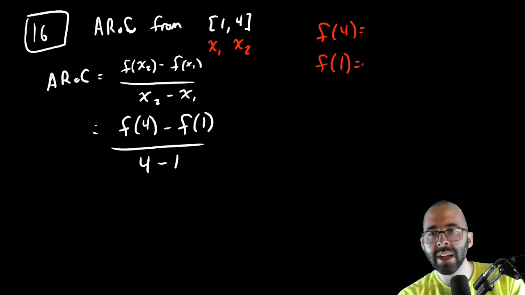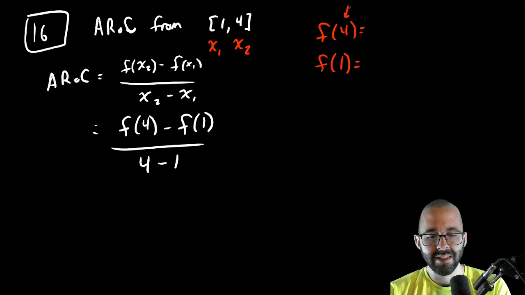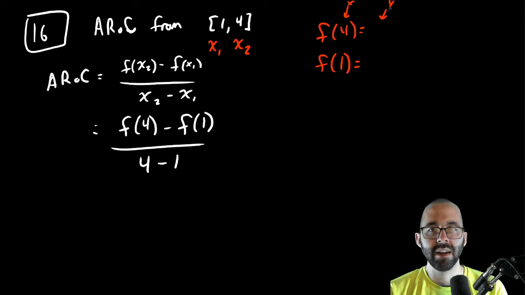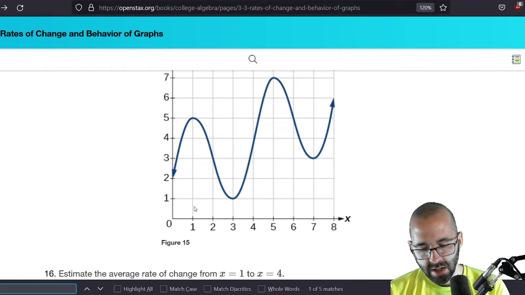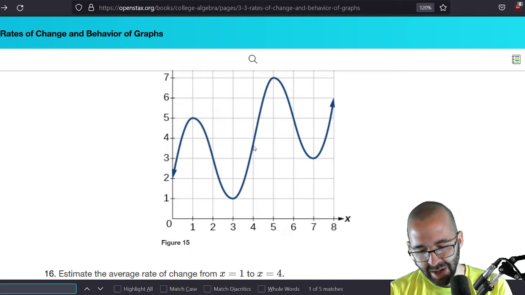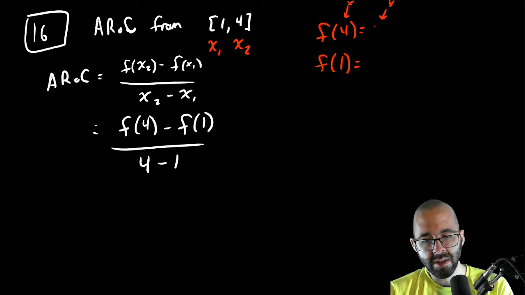Well, we have nothing to plug into this time. We need the graph, right? When x is equal to 4, what is the y coordinate here? I don't really know. The y coordinate here is maybe 3.7 or something. It's hard to estimate, but give your best guess. Let's say the y coordinate is 3.7.